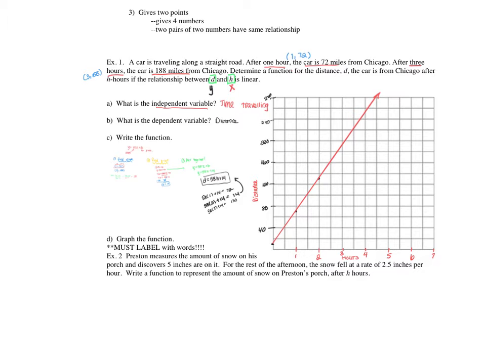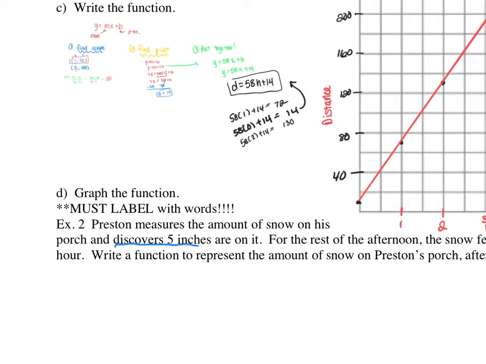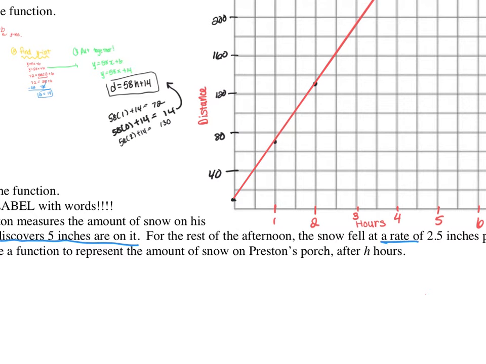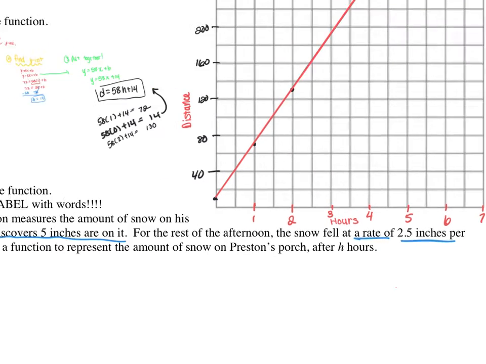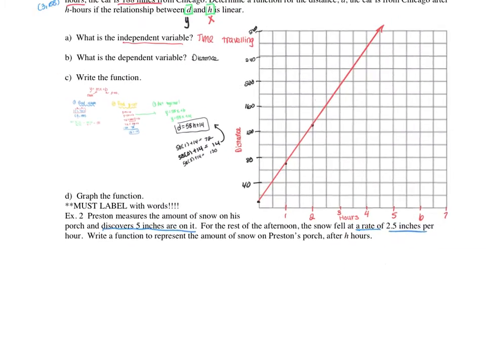Number 2. Preston measures the amount of snow on his porch and discovers 5 inches are on it. For the rest of the afternoon, the snow fell at the rate of 2.5 inches per hour. Write a function to represent the amount of snow on Preston's porch after each hour. So I'm going to read through this one more time. Preston measures the amount of snow on his porch and discovers 5 inches are on it. That seems important, so I'm going to underline it in blue. For the rest of the afternoon, the snow fell at a rate, remember that's a key word, that's a slope word, of 2.5 inches per hour. Write a function that represents the amount of snow on Preston's porch after each hour.